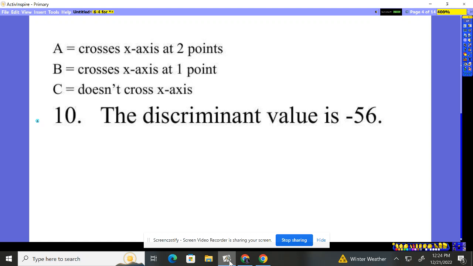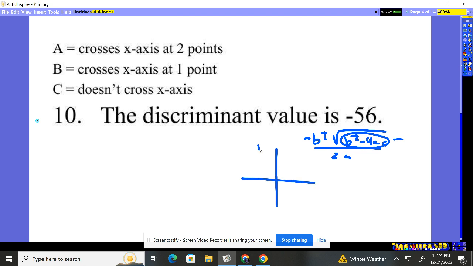Number 10, it says the discriminant value is a negative 56 and we want to know, hey, what does the graph look like? Well, in the quadratic formula, if the discriminant value is negative, remember negative b plus or minus the square root of b squared minus 4ac all over 2a, if this value is negative, there's no solutions. What that means, no solutions, is it never crosses the x-axis.